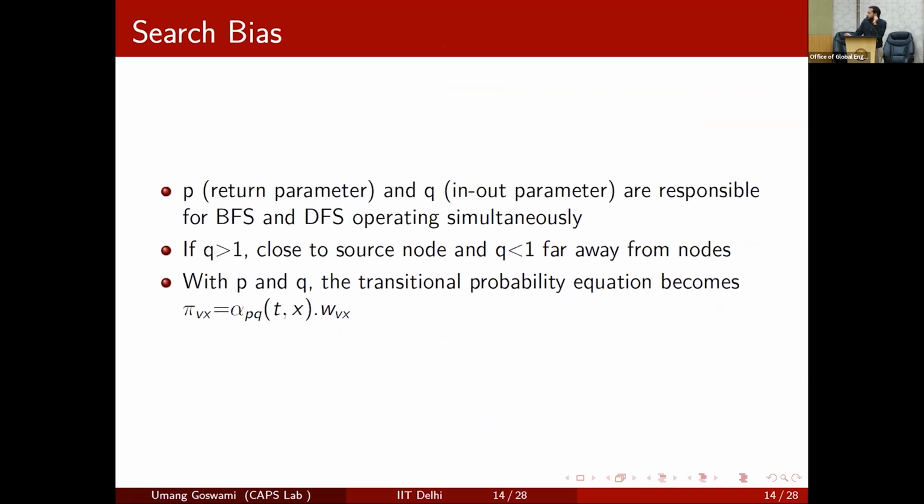Now if we look at it, pi(v,x) is equal to alpha_pq(t,x) times w(v,x). So it has included p, it has included q, and it has merged them with the transition probabilities. The basic thing that we can do here is tweak the parameters p and q according to our situation. If we want to move towards the depth side, we can tweak q, and if we have to explore the immediate neighborhood, we can tweak p.